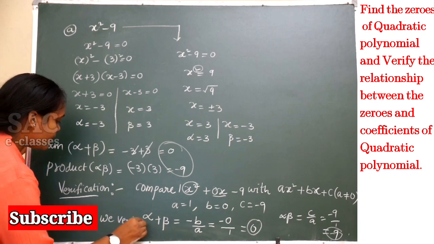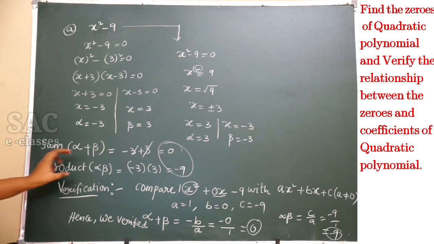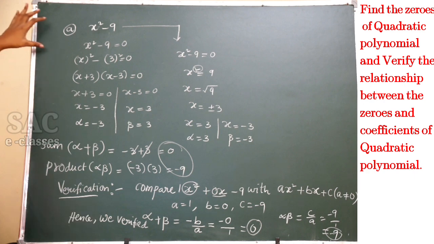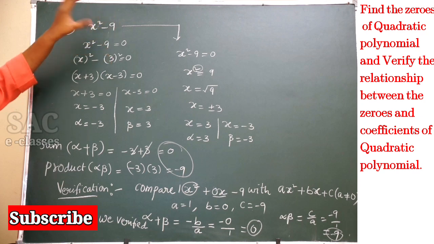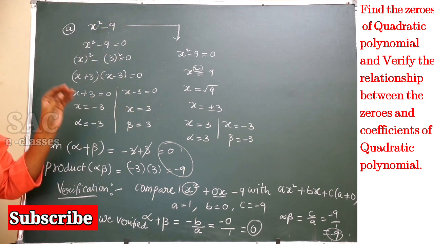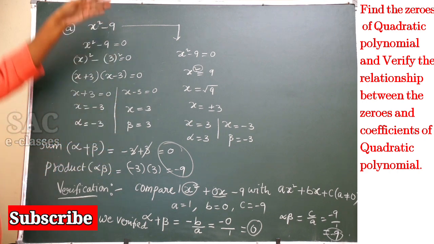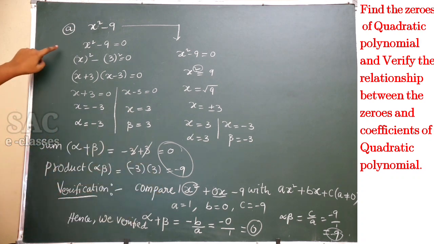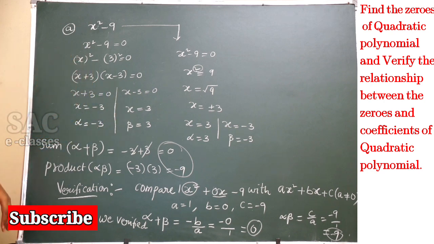In this way, we can find the zeros and the relationship between the zeros and coefficients of the quadratic polynomial. These kinds of problems are very important for the 2 marks in 2016 SA1, as well as in many competitive and board examinations. How to find the zeros and the relationship problems are very important. The board gave one in 2017, and 2016 SA1 also. Let's move to the next problem.